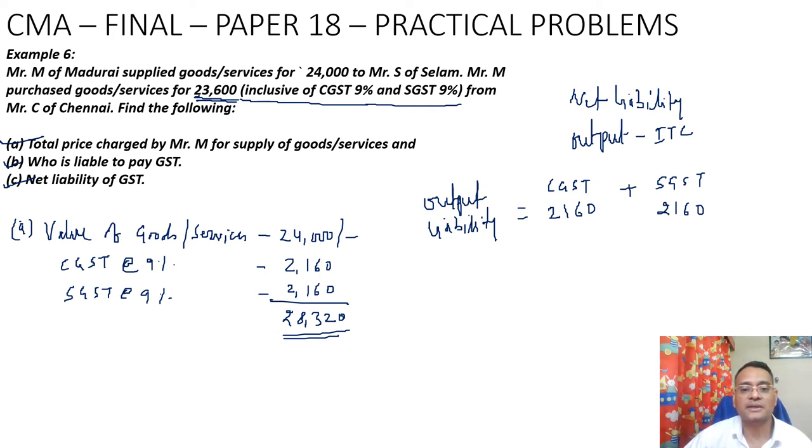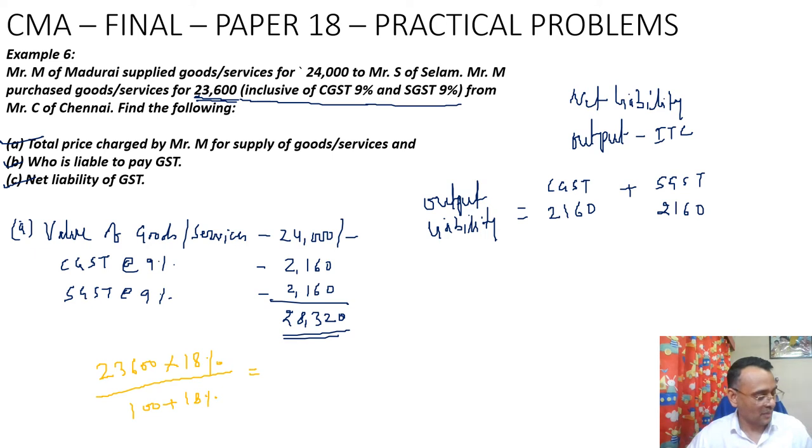Now here the thing is that this total value of 23,600 is inclusive of 9% CGST and 9% SGST. So how do we find out how much ITC is available from this price? The simple formula is total amount multiplied by applicable GST. In this case, CGST and SGST is 9%, so 18% divided by 100 plus 18%.